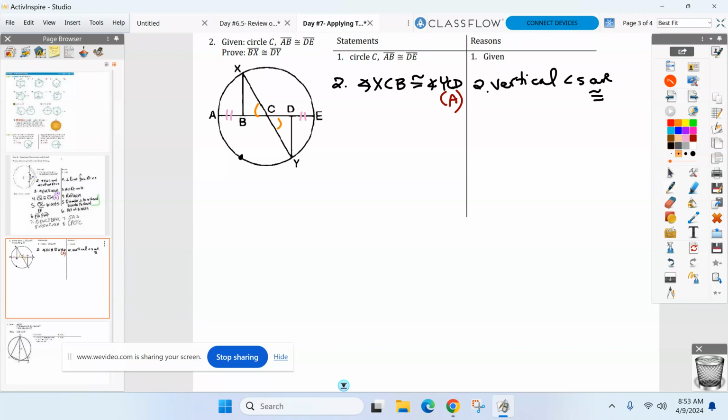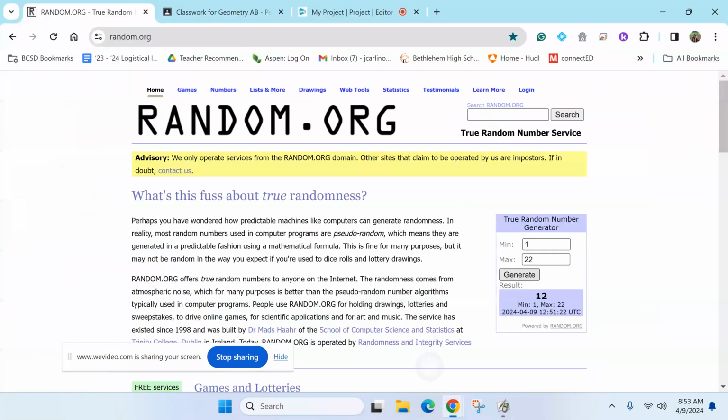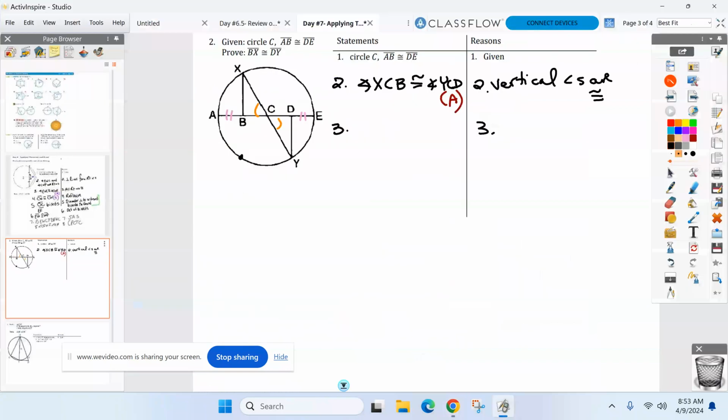Where are those other pairs? Remember, we are in a circle, and it's circle C. Stephanie, back to you. Anything you see? I heard CE at the end. What was your first one? AC. Oh, all right, yep. AC congruent to CE. Why?